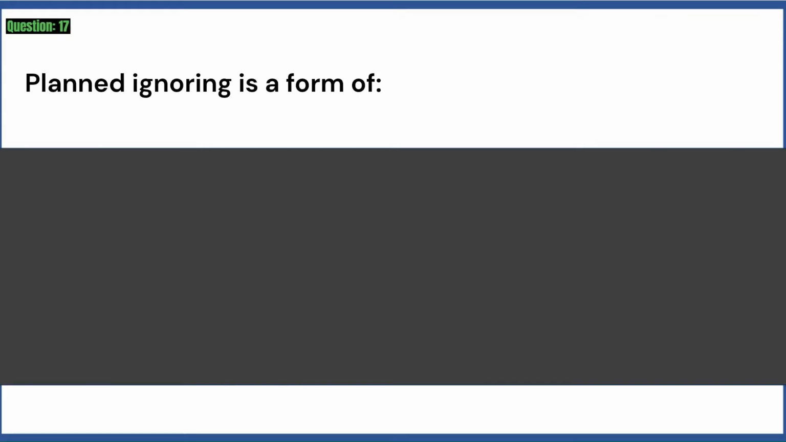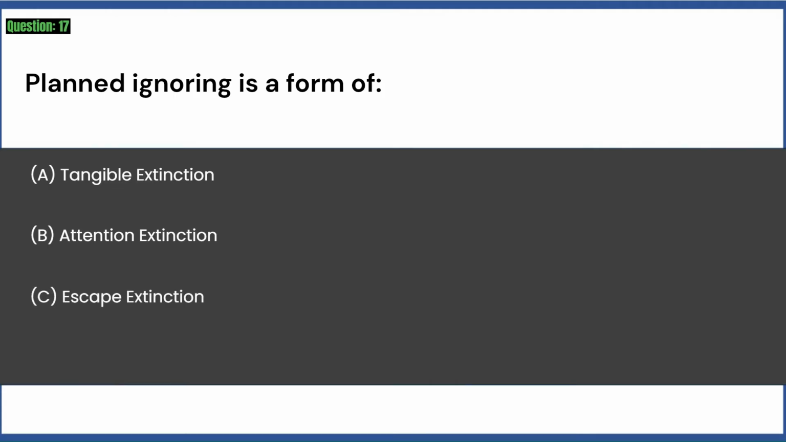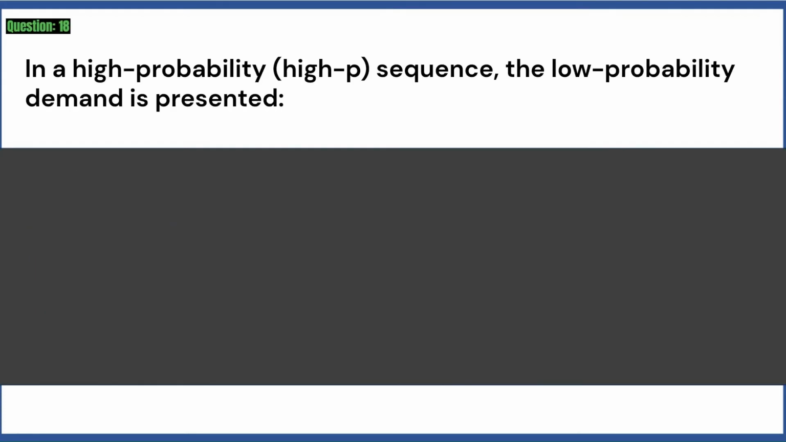Planned ignoring is a form of A. Tangible extinction. B. Attention extinction. C. Escape extinction. D. Sensory punishment. Answer: B. Attention extinction.